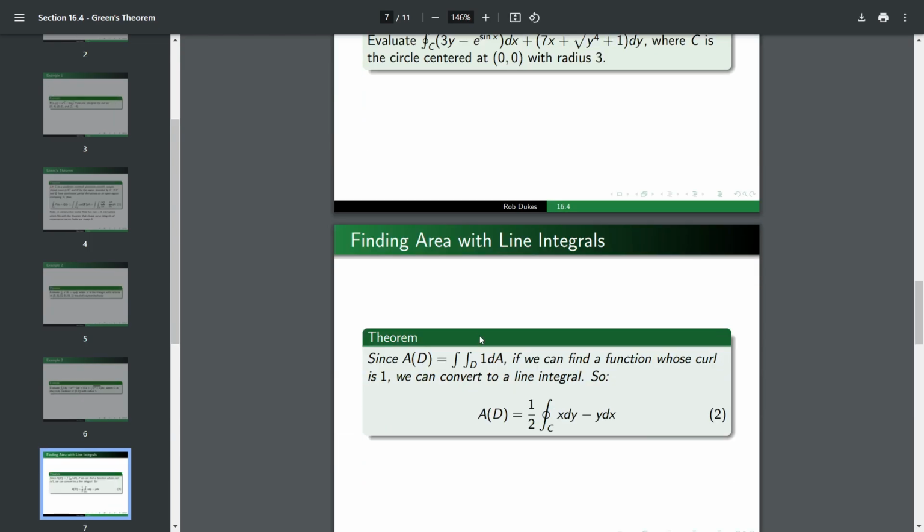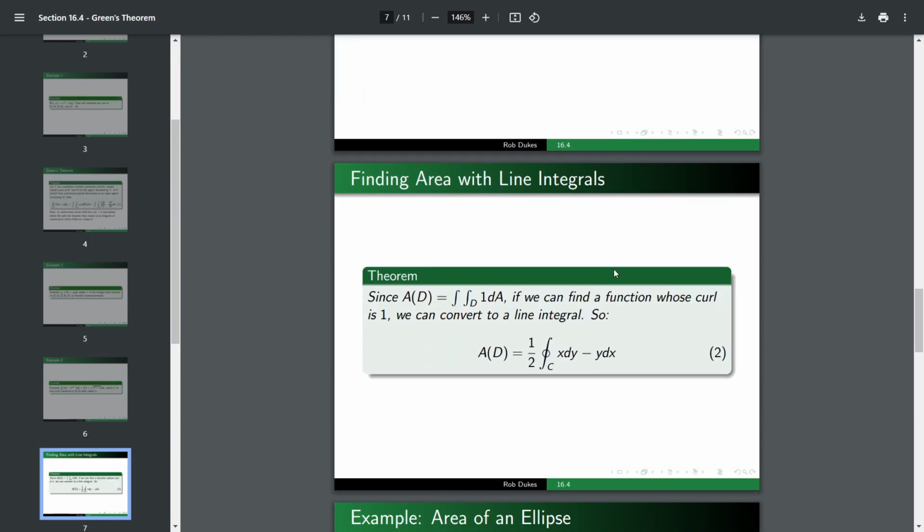Okay, let's do another example. What if we want to go the other way? What if we start with an area integral and want to change it to a line integral? Well, the area is the double integral of the 1 function. So if we can find a function whose curl is 1, then we could change it into a line integral. And there's probably more than one, but this is the most common one. The area then would be 1/2 closed integral of x dy minus y dx.